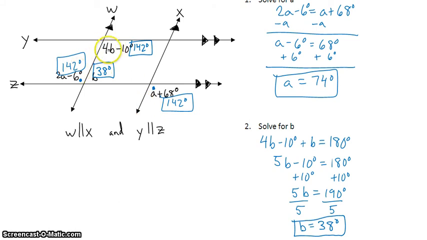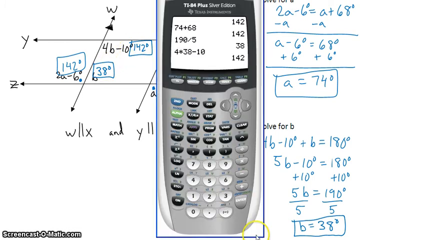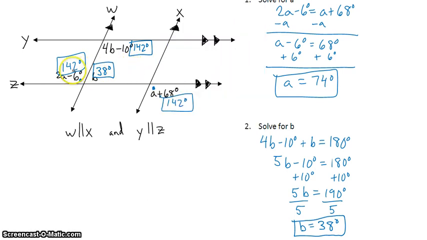If you look, these two angles are alternate interior angles, so they have to be congruent, and they are. These two angles have to be supplementary. 38 and 142, yeah, they're supplementary. And these two angles have to be supplementary, and they are. Plugging your values back in and checking to make sure it makes sense in your diagram is a great way to check your answers.